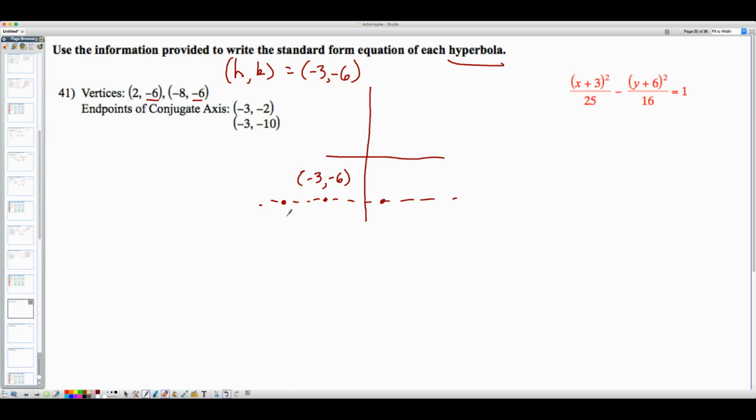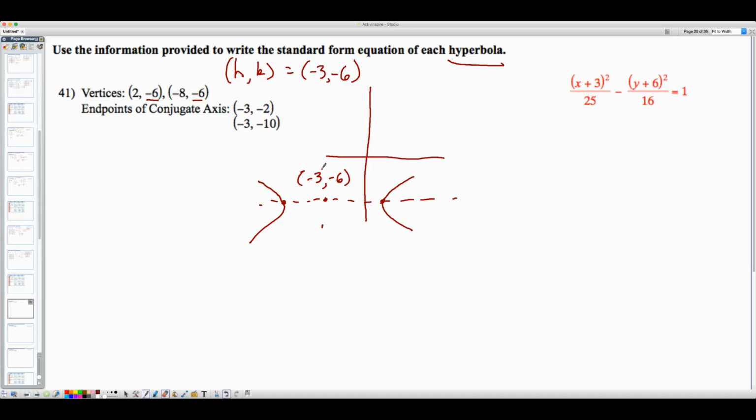Now, this means that it's going to be opening horizontally because these are my vertices. And the conjugate axis, notice it's at -3, which is here, and it's got to go to -2 or -10. And halfway between those, of course, is going to be my -6.